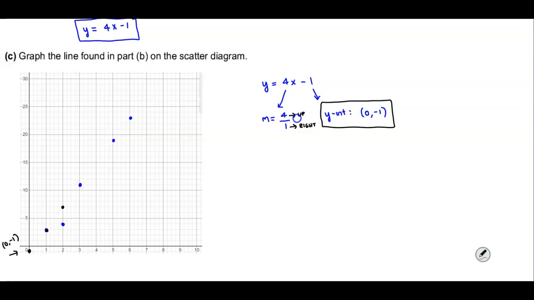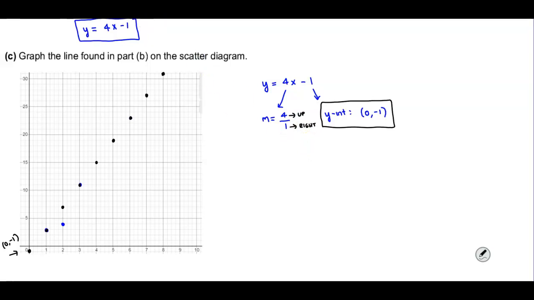And again, let's keep doing that. We're going to go up 4, and then to the right 1. Then again, up 4, and to the right 1. We keep repeating this: up 4, to the right 1, each time, and then again, up 1, 2, 3, 4, and then to the right 1.